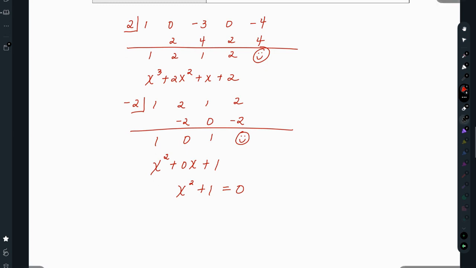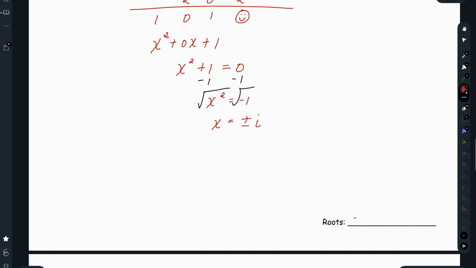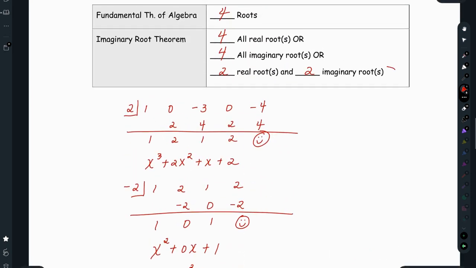The first thing I'm going to do is subtract 1 from both sides. I get x squared equals -1. I'm going to take the square root of both sides. I get x equals plus or minus i. So all the roots then would be, well, first of all, we knew it was going to be 2 and -2, but we've also added plus or minus i. And so it worked out to be this scenario.